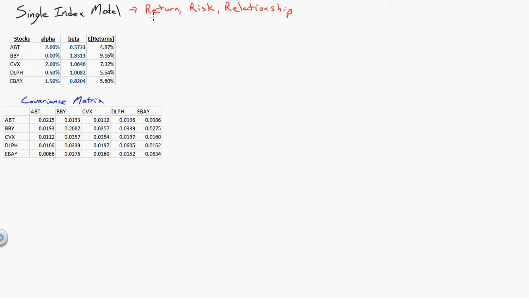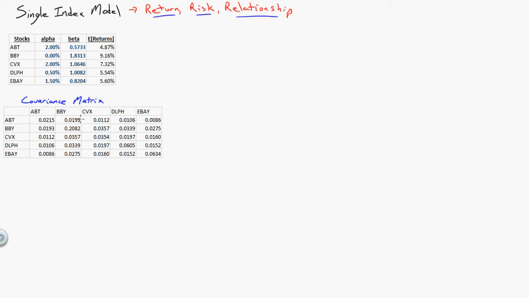We need to have return, risk, and relationship. Whether we're using Markowitz, historical, whatever we're doing, we need to find a way to get return, risk, and relationship. We used historical data before, and historical data could give us crazy returns. It could also give us covariance matrices that maybe weren't perfect.